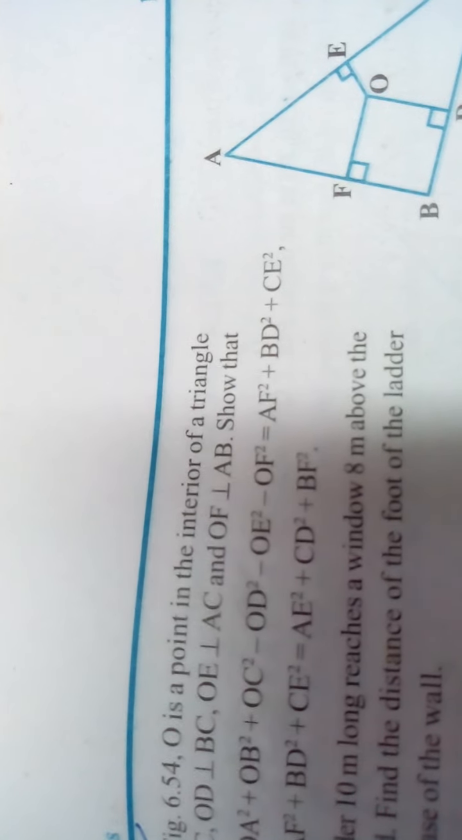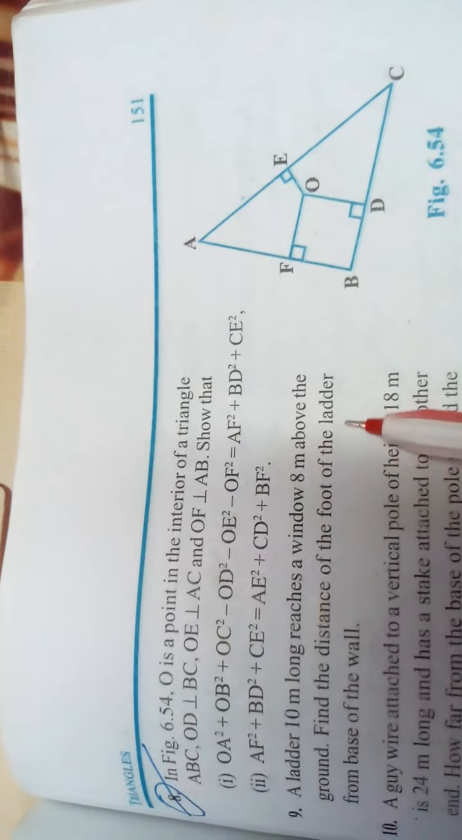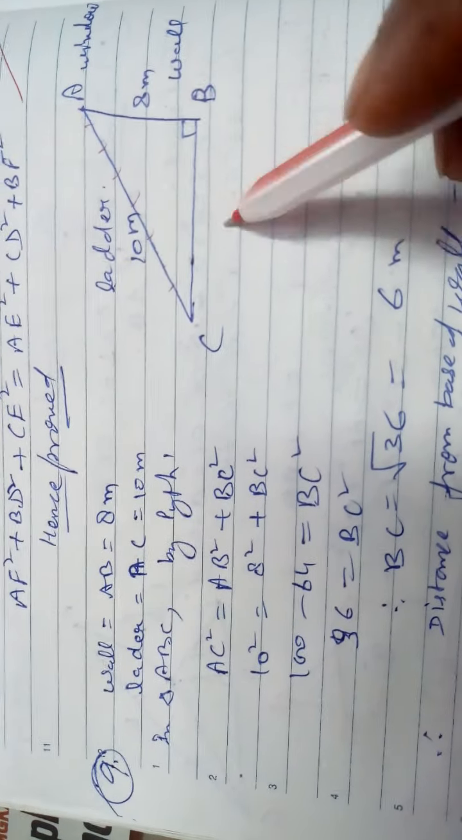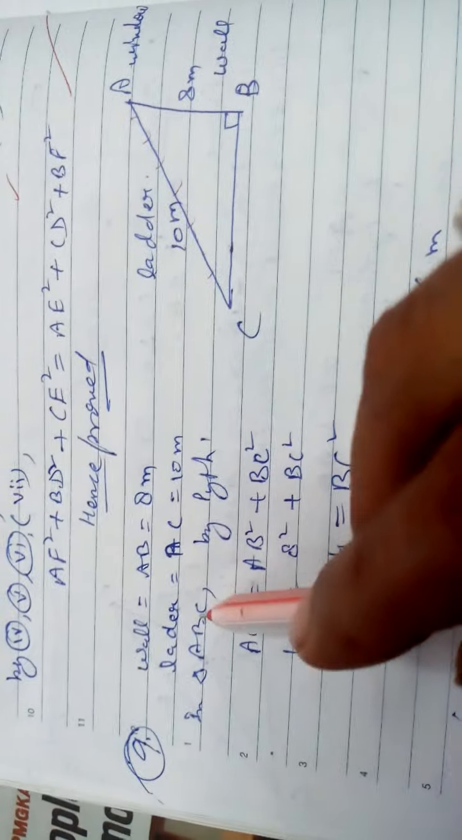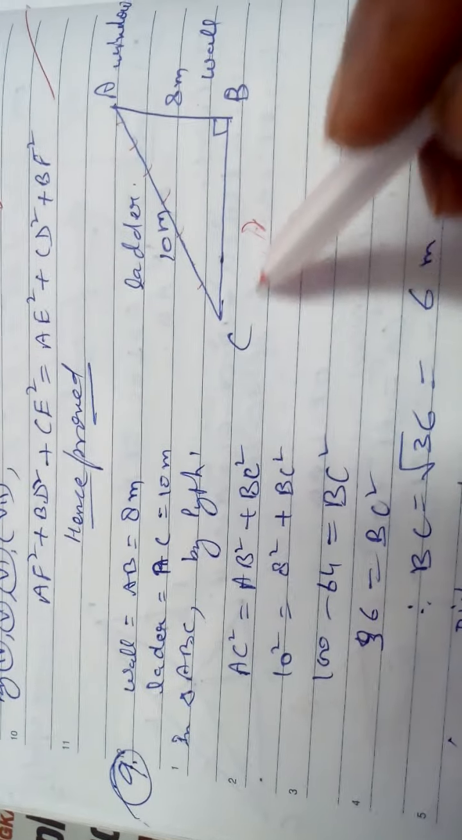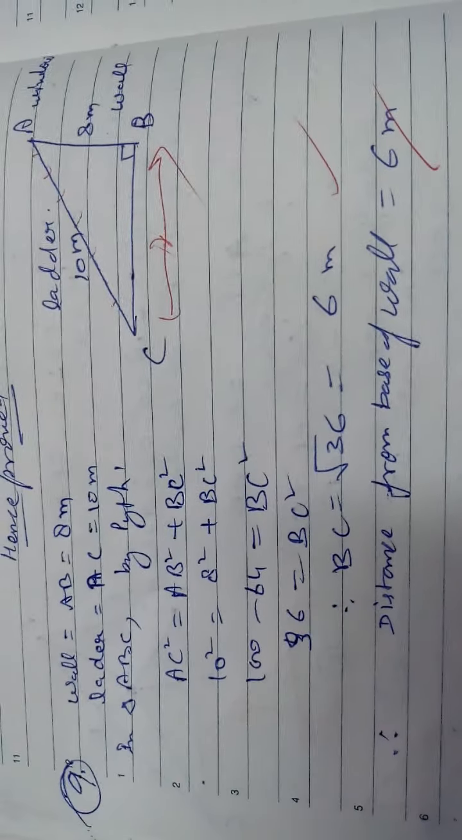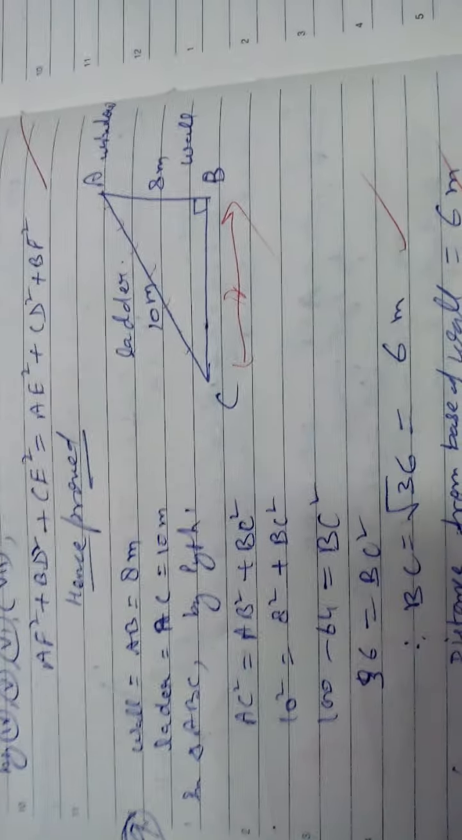Question number 9 is given. A ladder 10 meter long reaches the window 8 meter above the ground. Find the distance of the foot of the ladder from the base. Very simple. It is a 7th standard question. It is a wall. It is a ladder. Ladder is placed here, slanted. So the wall and the earth make 90 degree. You get a right triangle. Put 8, 10. Apply the Pythagoras theorem, and you are getting 6 meter as the distance of the foot of the ladder.